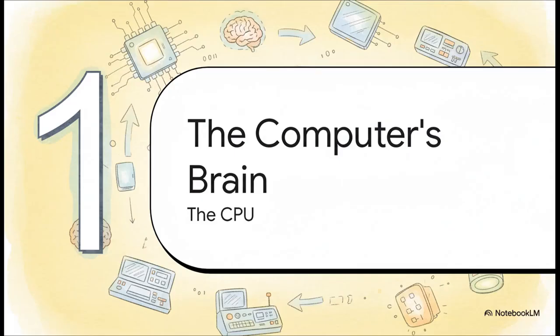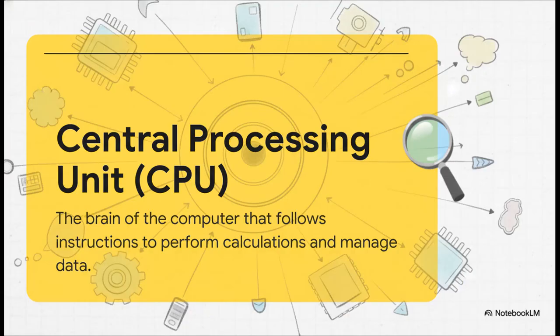Okay, first up, the computer's brain. We're talking about the central processing unit. So, what exactly is a CPU? Think of it as the brain of your computer. Its entire job is to follow instructions, to do calculations, and manage all the data.